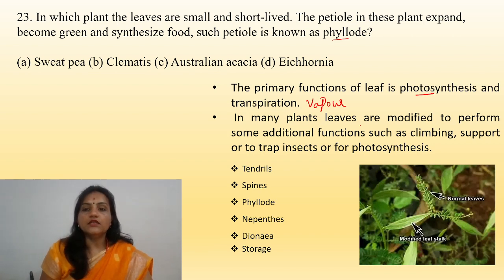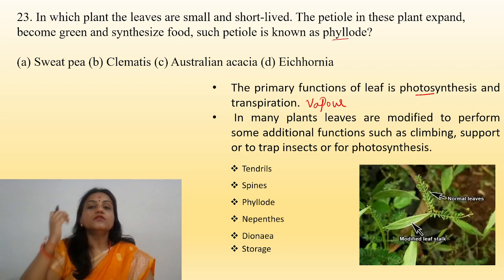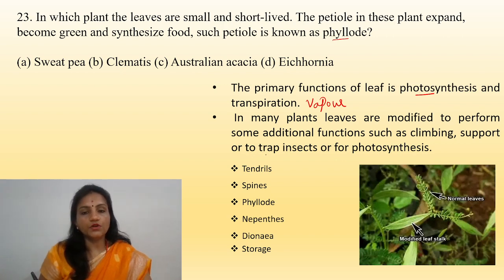In many plants, leaves are modified to perform some additional functions such as climbing, support, or to trap insects or for photosynthesis. Just as we see root modification and stem modification, even in the case of the leaf we find modification. That modification could be a tendril, a spring-like coil-like structure. A leaf could form a tendril. It can give rise to spines. So you see the spines in some plants. We'll see this in the next slide.